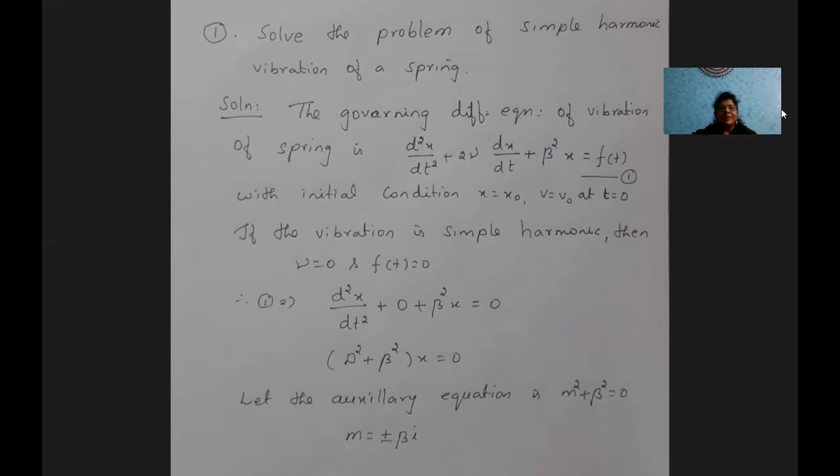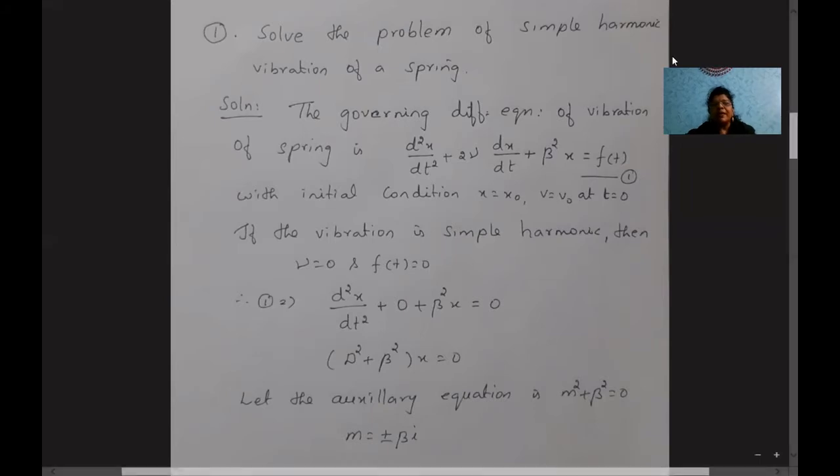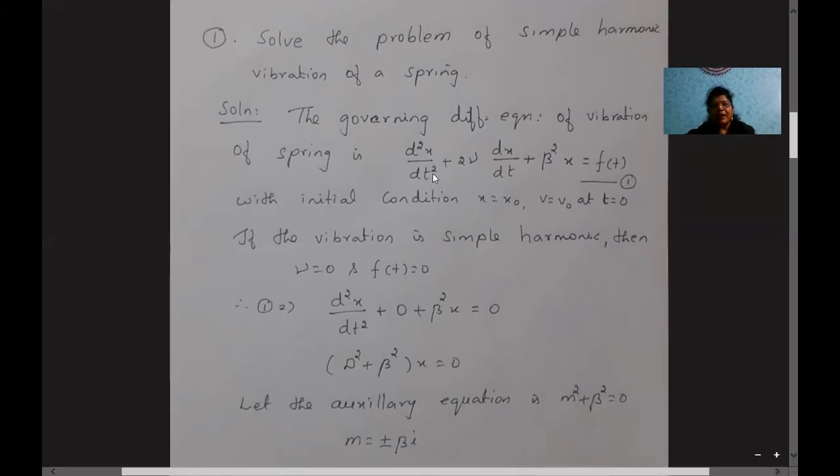That is our note number 6. What is note number 6? If the vibration is called simple harmonic, then gamma is equal to 0 and f of t is equal to 0. Put these two values in equation number 1. So equation number 1 will be d square x by dt square plus 2 gamma dx by dt. Here gamma is equal to 0. Substitute. You will be getting d square x by dt square plus beta square x is equal to 0.